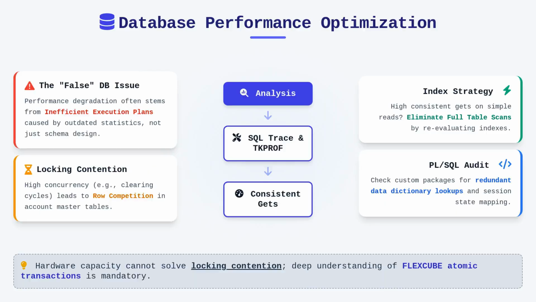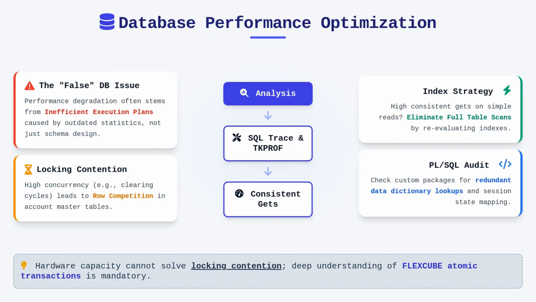In many production scenarios, we encounter performance degradation that looks like a database issue but is actually a byproduct of inefficient query execution plans. Even when the database schema is correctly structured and data dictionaries are fully populated, a change in statistics can cause the optimizer to choose a suboptimal path for complex core banking queries.